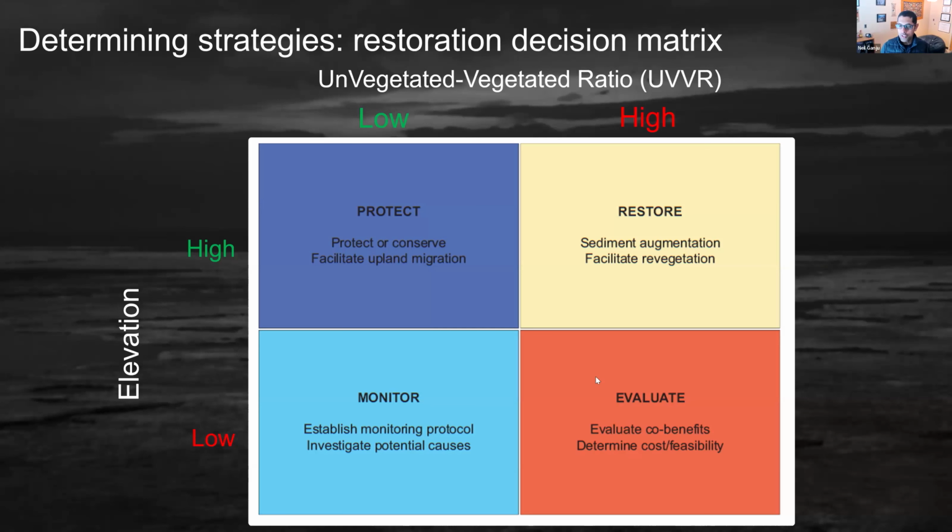And then the most interesting box is the top right. So these are marsh units that are high in elevation relative to the tide level, but they're also high in UVVR. So they have some fragmentation, but the existing marsh plain is pretty high. So it means you have an opportunity here.